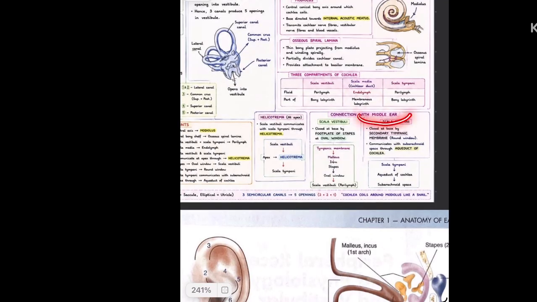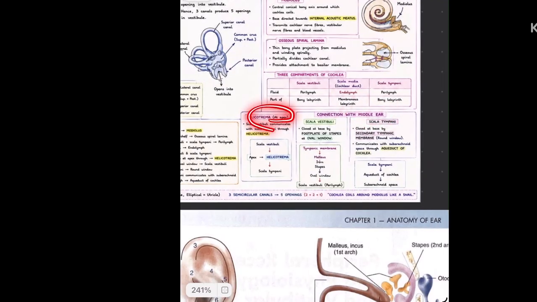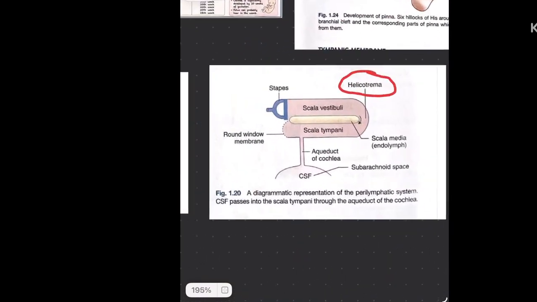Now, connection with the middle ear. This is known as the helicotrema. Now what is the helicotrema? See this diagram.